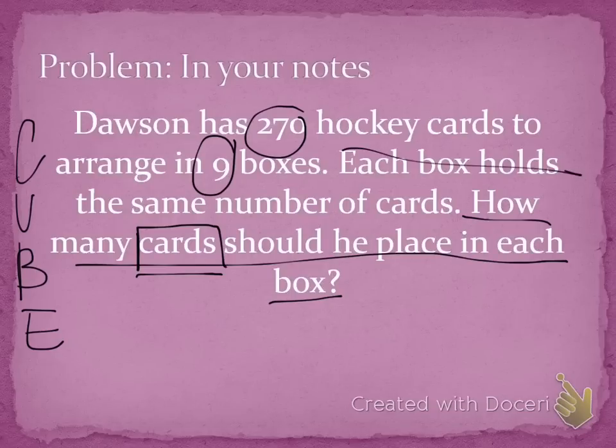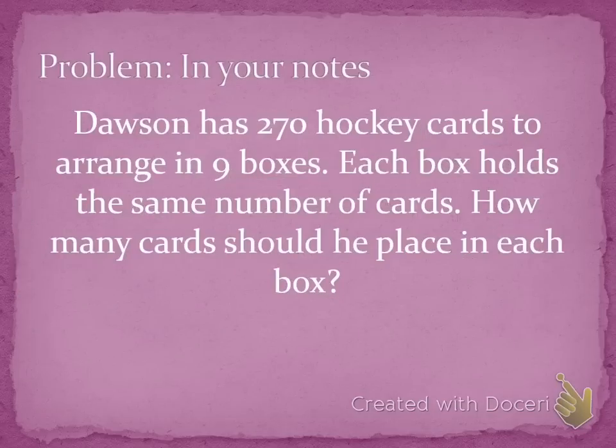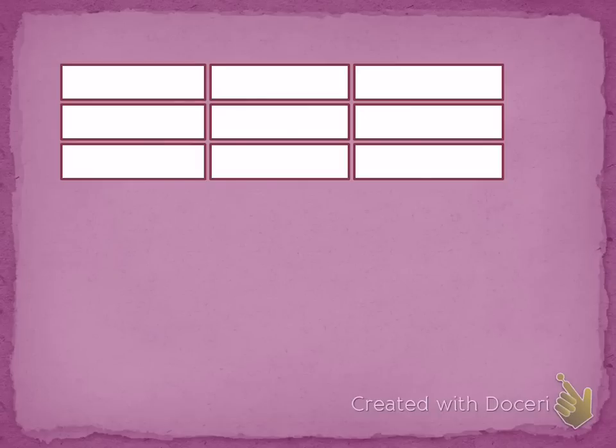I can go ahead and eliminate that. I know that that's going to be true because I'm looking at my numbers here. Okay, so I'm again looking at cards that he's going to put in each box. Okay, so maybe I should keep each. All right. So we're going to go through a few questions to go along with this problem. My first one is, why would I need to use division to solve this problem?